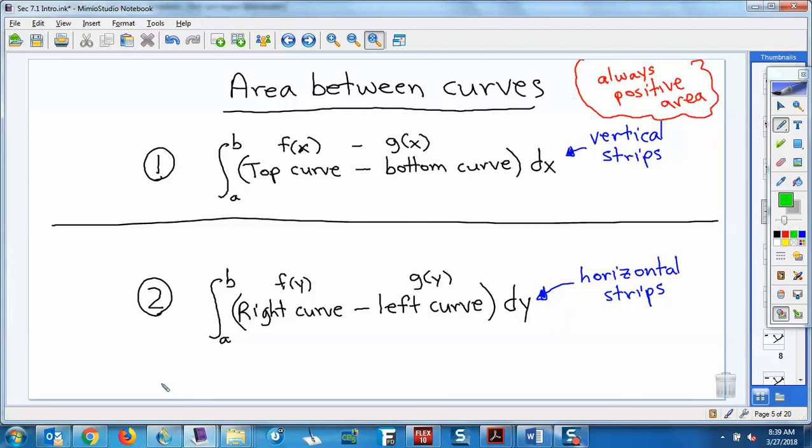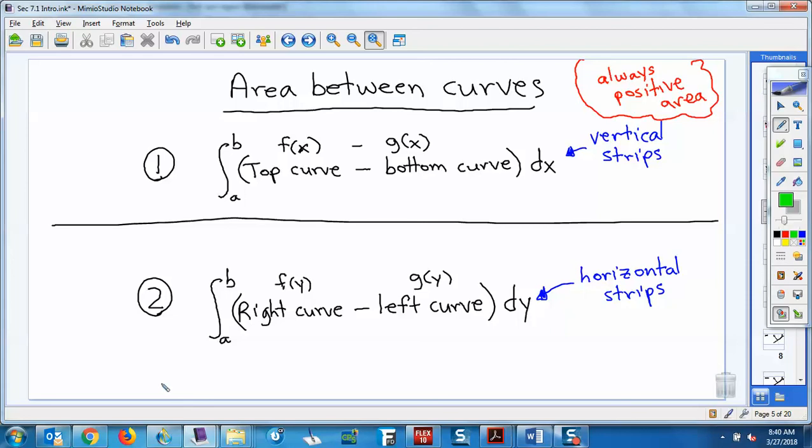But number one there, I say that's with vertical strips, okay? Top curve minus bottom curve. And the reason we do top minus bottom is because we want it to be positive. We want to take the bigger y value minus the smaller y value, and so we want that to be a positive number. That's why we do top minus bottom. And then the dx is the width. Notice I made a little note up here. It says we're always going to get a positive area, right? That's why we're doing it that way.